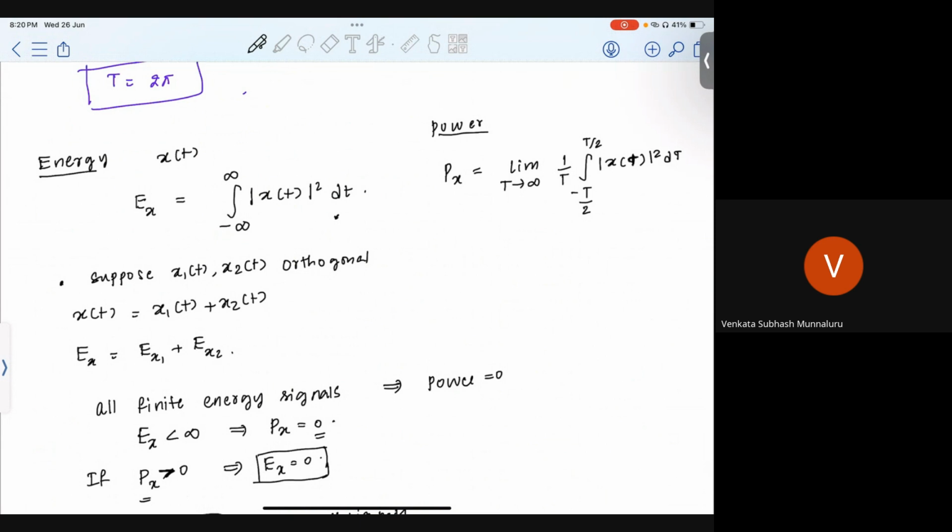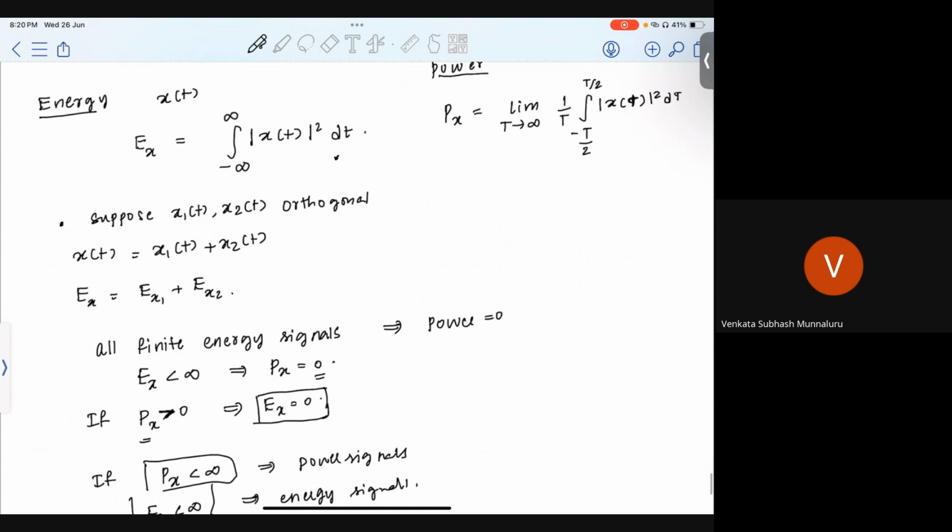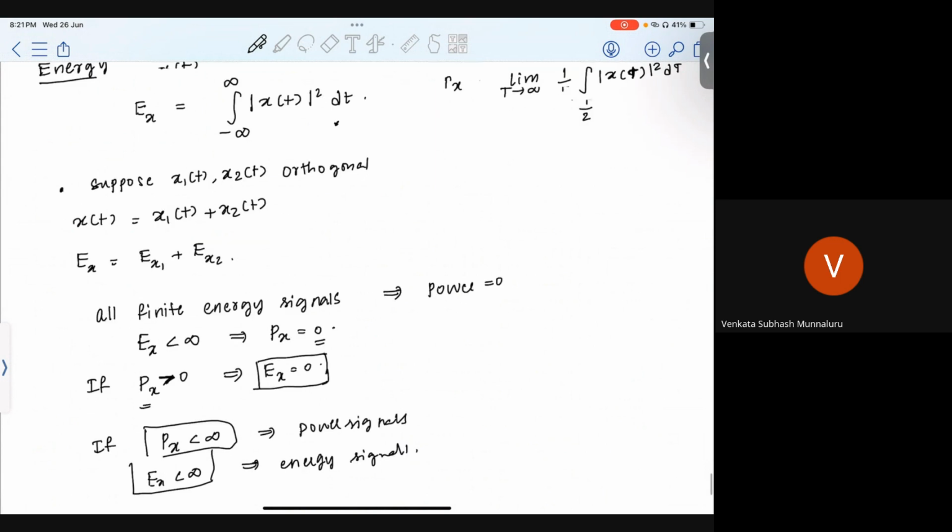So how do you calculate energy and power for any given signal? You evaluate these two terms and you get the energy and power. That is something that we have discussed. And suppose any two signals x1 of t and x2 of t are orthogonal. Usually the energy of the sum is not the sum of energies of the individual signals. That is not true usually. But if the given signals are orthogonal, then the energy is nothing but the sum of their individual energies. This is also something we have seen in the last lecture.